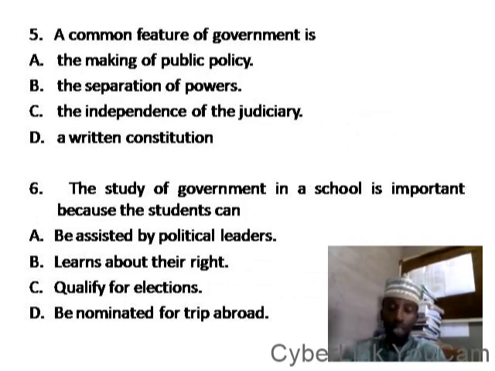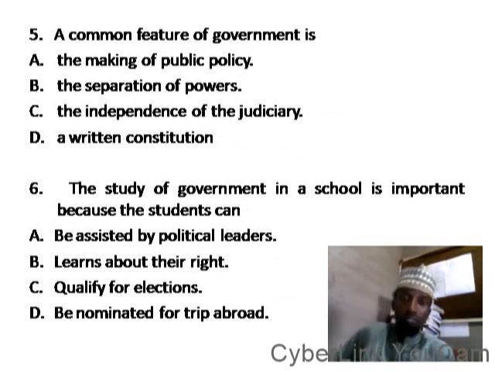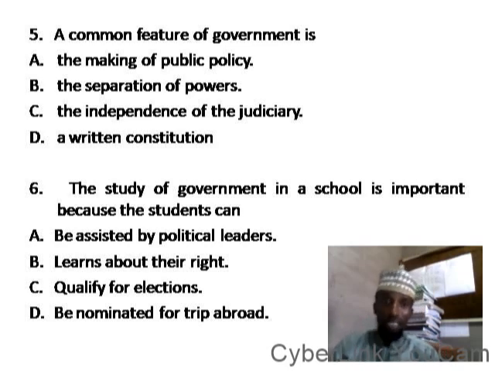Number 5 question says, a common feature of government is: A, the making of public policy. B, the separation of powers. C, the independence of judiciary. Then option D, a written constitution.